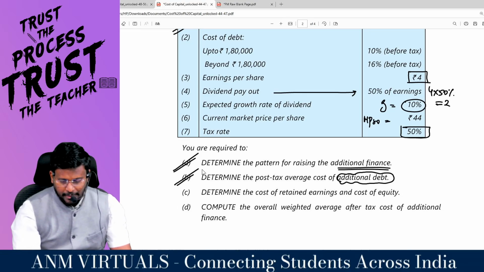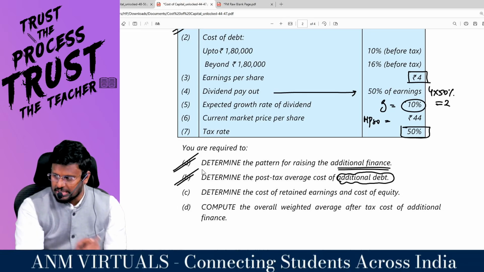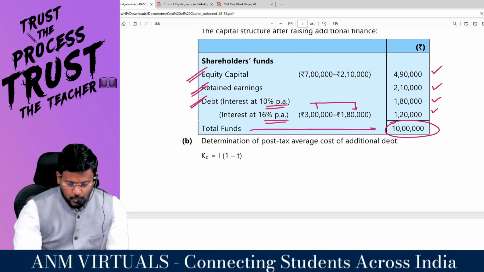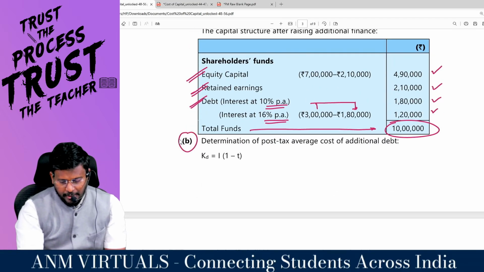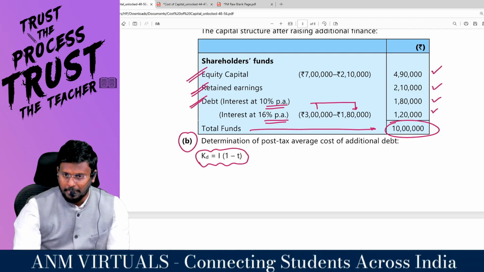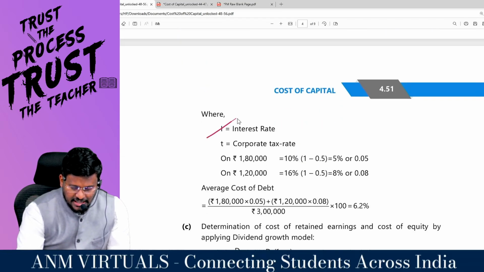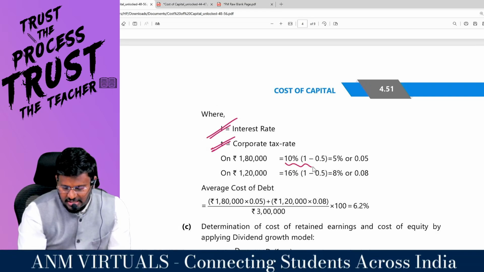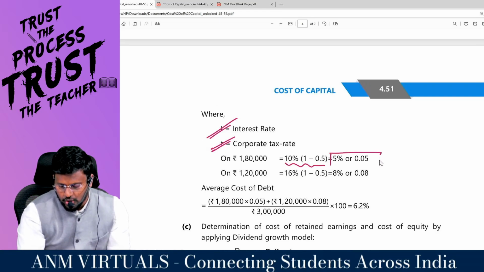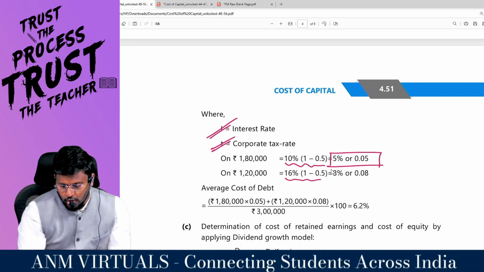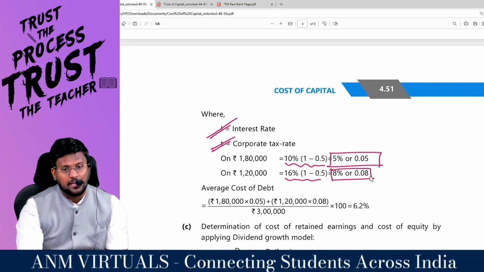That's what the second requirement is. Determine the post-tax average cost of additional debt. Always KD will be post-tax. That's the B part. KD is equal to I into 1 minus T, where I is the interest rate and T is the corporate tax rate. On 1,80,000, basically 10 into 1 minus T, that is 5% or 0.05. On 1,20,000, 16% or 8% after tax, right, sir?